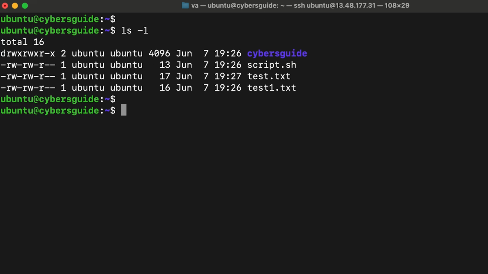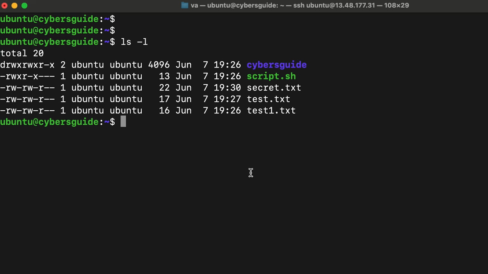For example, if you see rwx, r-x, triple dash, it means the owner has read, write, and execute permissions. The group has read and execute permissions, while others have no access at all. But how do we modify these permissions? Well, Linux provides the chmod command for that purpose. It allows us to add or remove specific permissions for users, groups, and others.